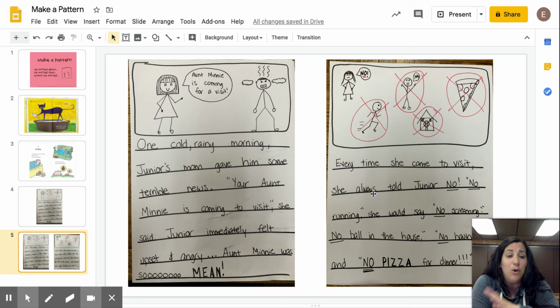Right? So I'm using all of the strategies that we have learned so far, but I'm also adding our new one with the pattern. Can you guys figure out what my pattern is here? I'm going to give you a second. I think you guys got it. What word do I keep repeating and we keep saying over and over? No, right? She always told Junior no. No running, no screaming, no ball in the house, no having fun, and no pizza.